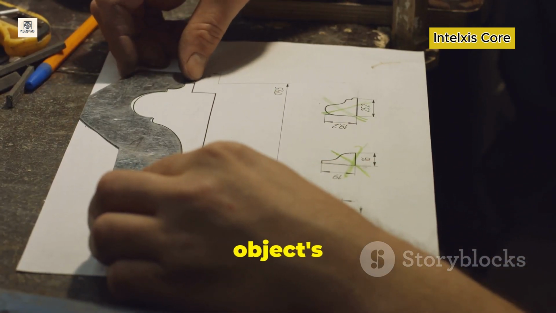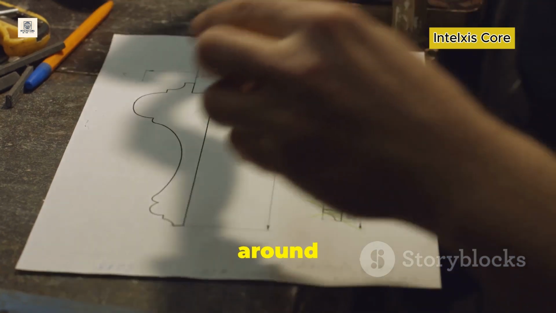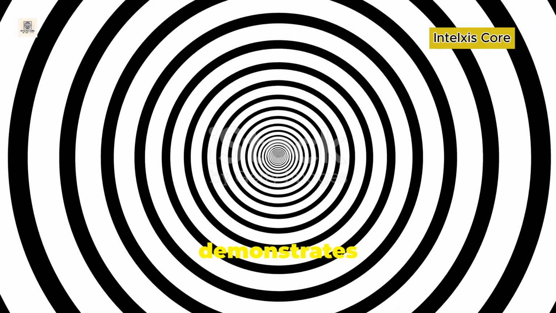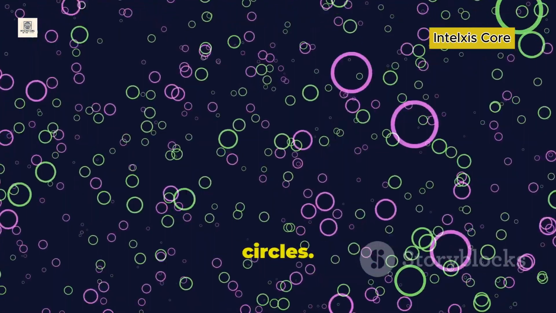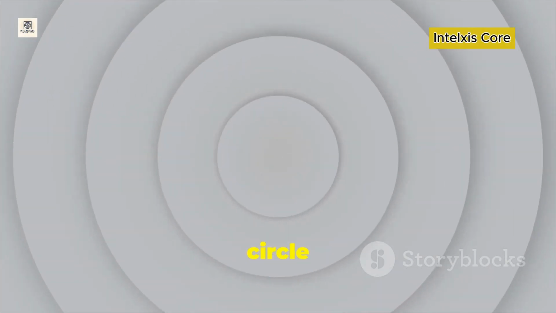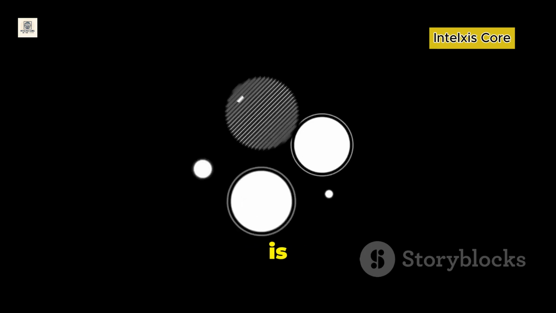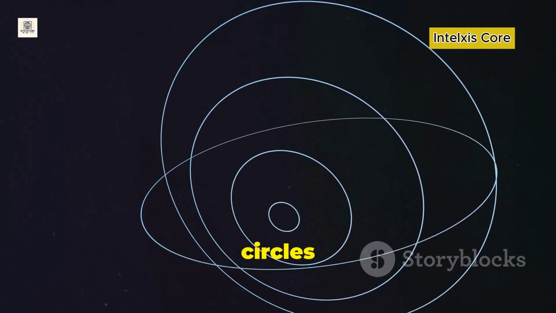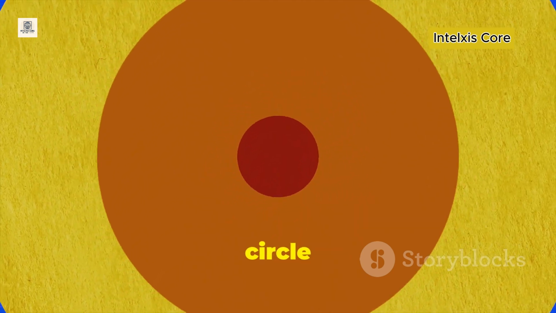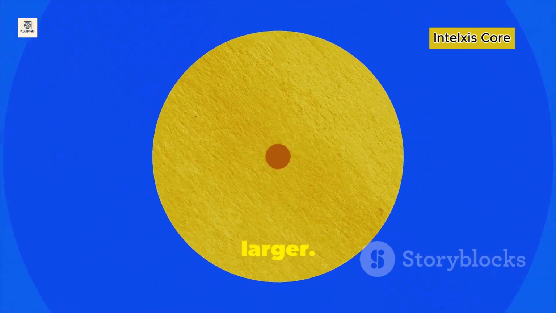Our judgment of an object's size is influenced by the objects around it. The Ebbinghaus illusion demonstrates this principle of relative size. It presents two central circles of identical size. Their perceived sizes differ due to the surrounding circles. One central circle is surrounded by larger circles, the other is encircled by smaller circles. The central circle surrounded by large circles appears smaller. The central circle surrounded by small circles appears larger.